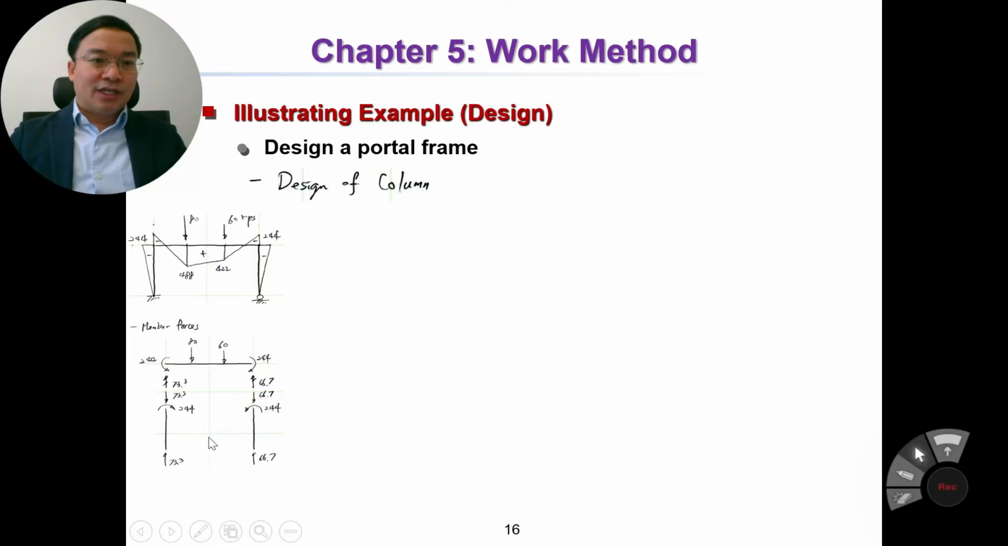So as you can see here, there are two columns. The required moment is the same, but the axial force is different. So we will use the column with a higher axial force for design. Okay, so it means we use this result for the further step of designing this column.